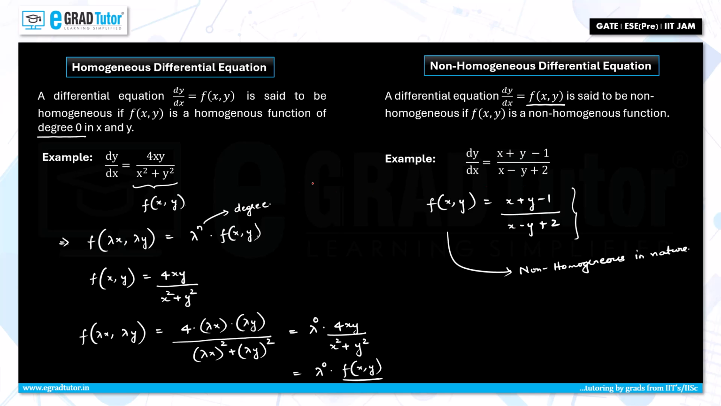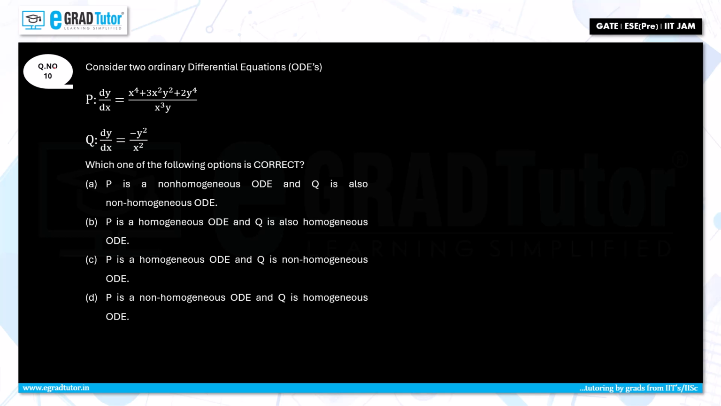Okay, now let's try answering few questions based on this classification. Now let's try to answer a question. Consider two ordinary differential equations P and Q. So he's asking us to find which one is homogeneous, which one is non-homogeneous. Here, simply take this as f of x comma y and check with the condition f of lambda x comma lambda y is equal to lambda power n times f of x comma y. Okay, here n is 0.